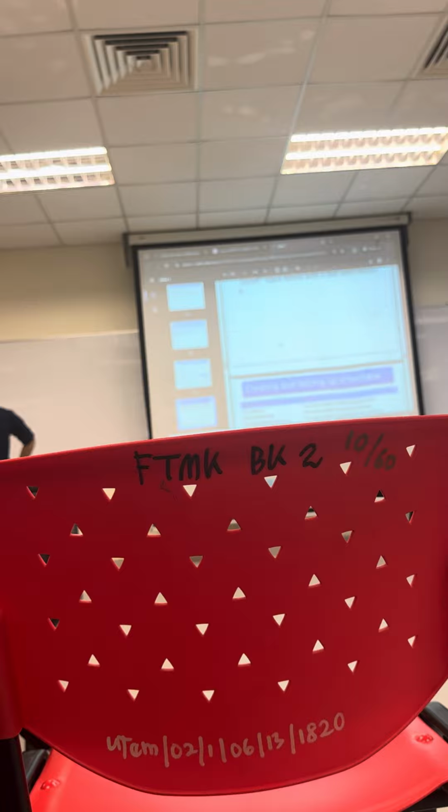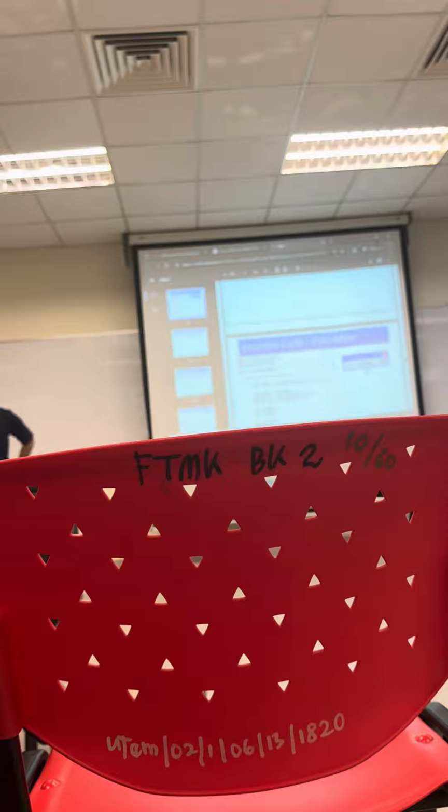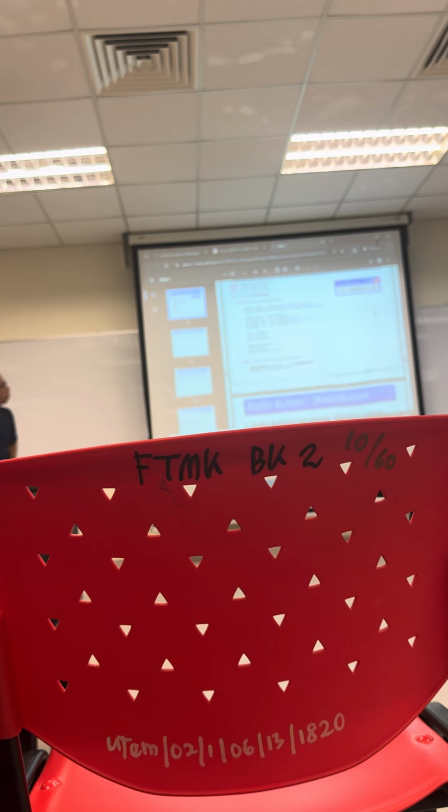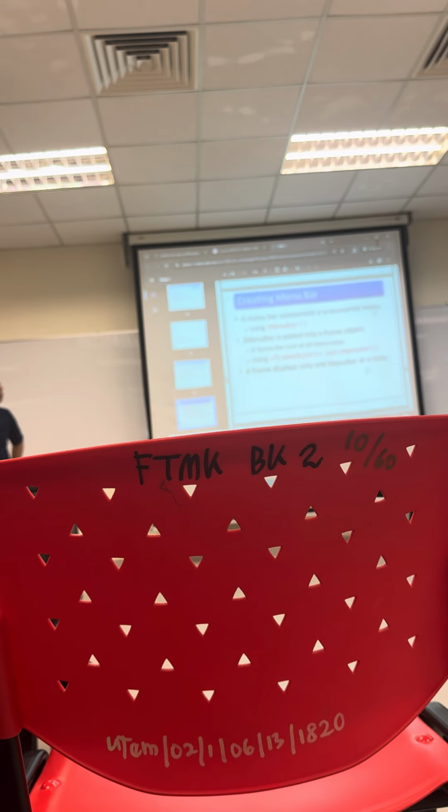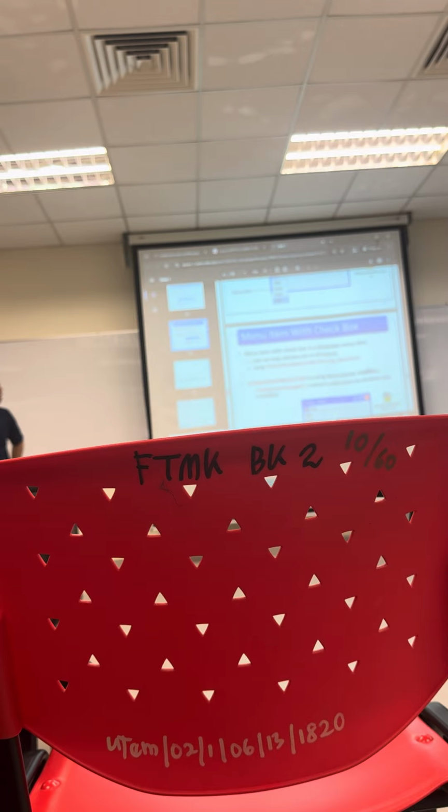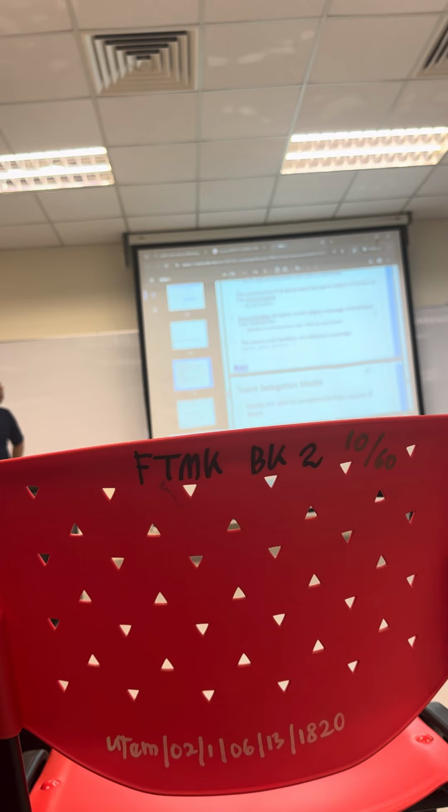So basically, this is the list, all the components. This is button, this is check block. Try to memorize how to create each of these components. Okay, that's it for the GUI.